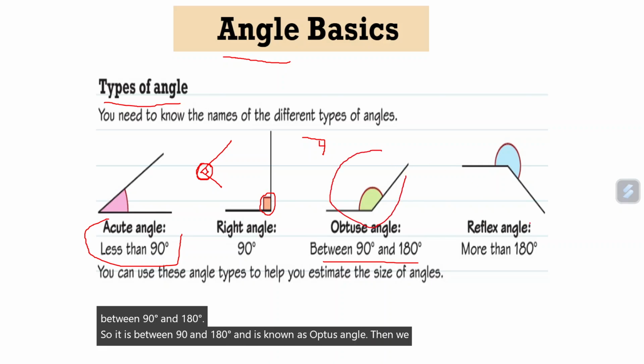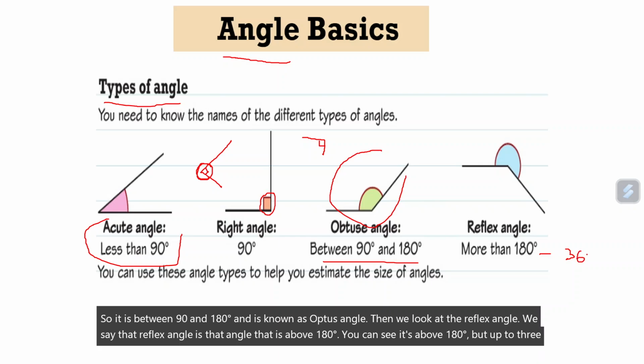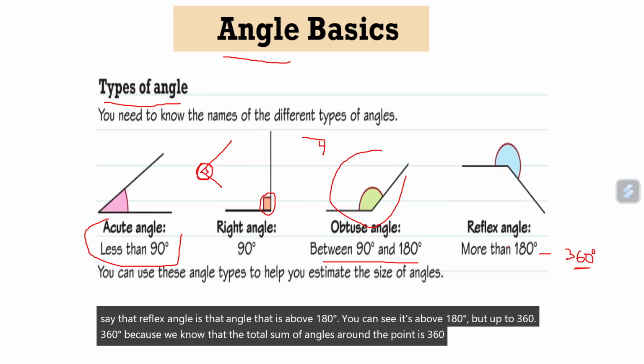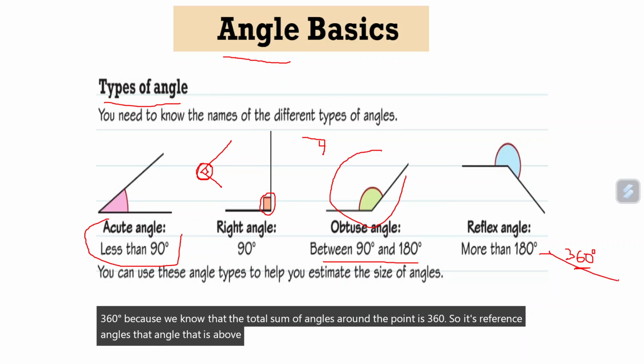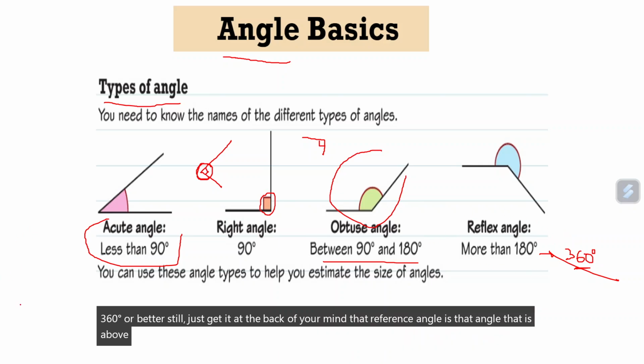Then we look at the reflex angle. We say that a reflex angle is that angle that is above 180 degrees. You can see it's above 180 degrees, but up to 360 degrees, because we know that the total sum of angles around a point is 360. So a reflex angle is that angle that is above 180 degrees and up to 360 degrees. Or better still, just get it at the back of your mind that a reflex angle is that angle that is above 180 degrees.